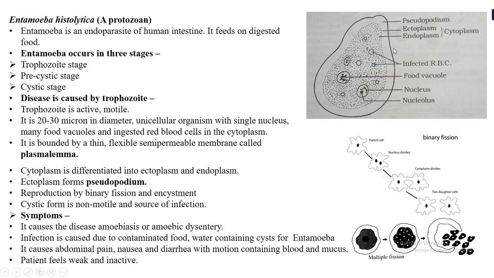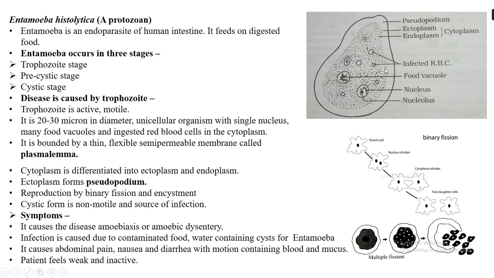The cytoplasm is differentiated into two parts, ectoplasm and endoplasm. So the dotted structure that you see is endoplasm, and the plain structure at the periphery is ectoplasm. Ectoplasm forms the pseudopodium. Now what is a pseudopodium? Pseudopodium is a locomotory organ which allows this Entamoeba to move, and that is how we say that it is motile, and this is the disease causing stage.